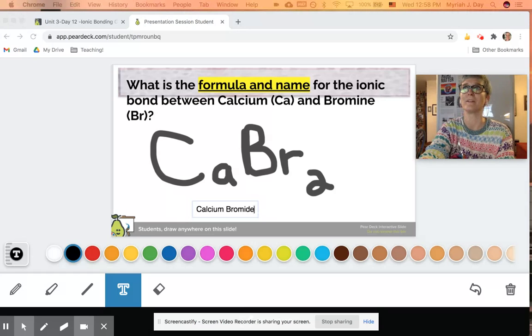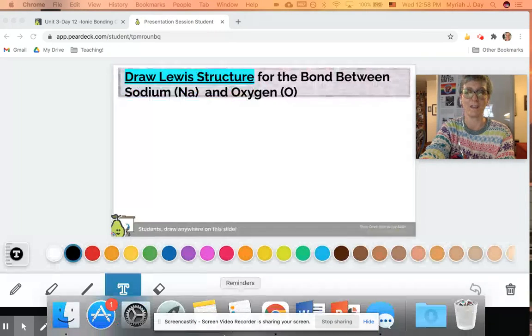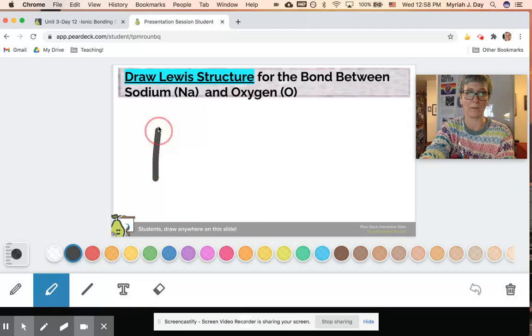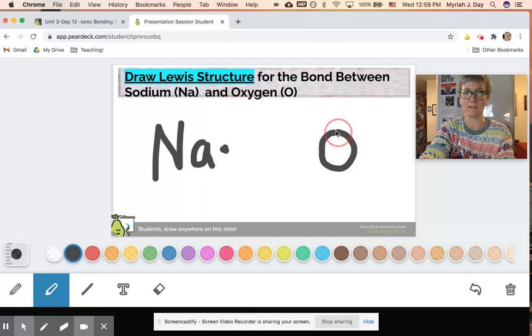Another example on here, we've got sodium and oxygen. Looking on the periodic table, you're going to see that sodium has 1 valence electron. Sodium is Na, uppercase N, lowercase a. Got it, 1 valence electron. And oxygen has 6. So it's going to have 6 valence electrons. It's in group 6.